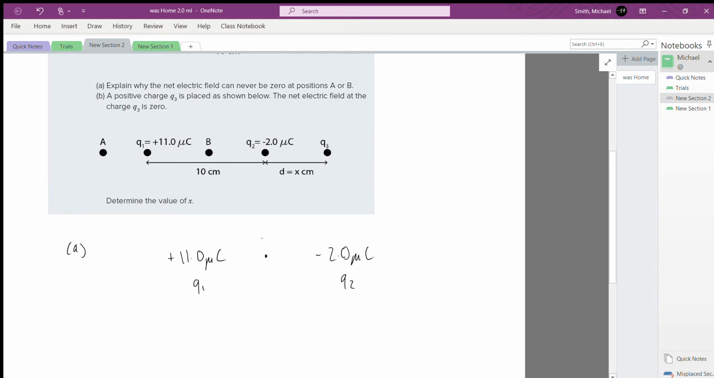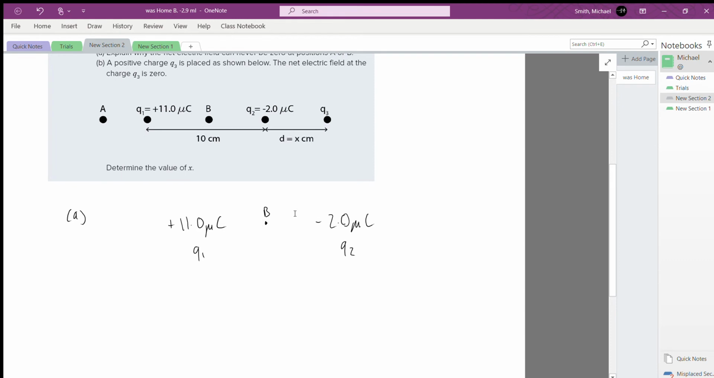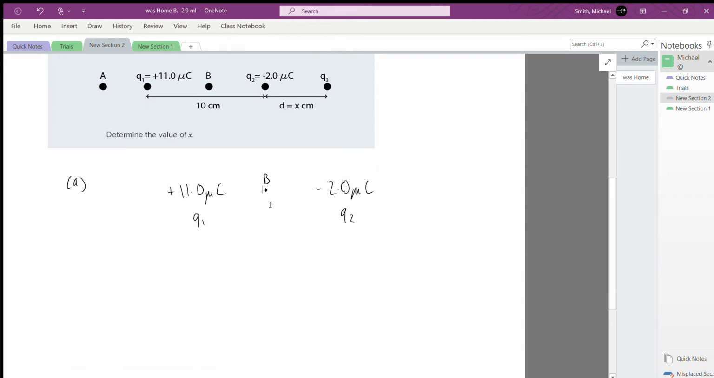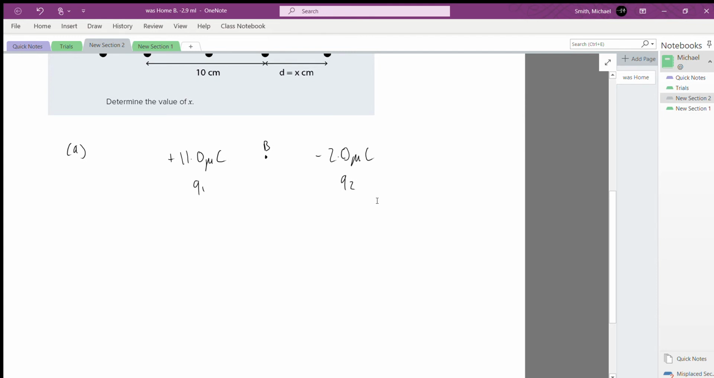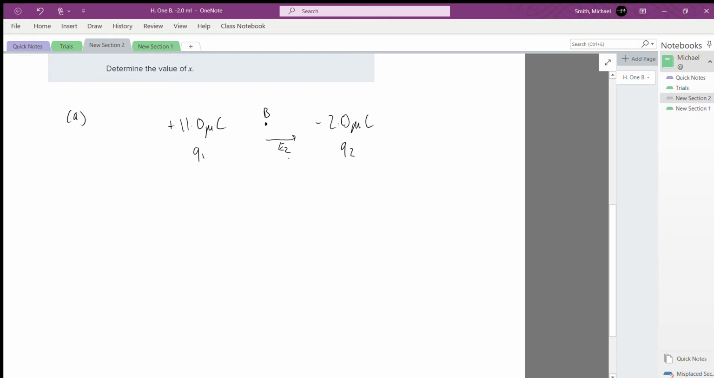So here if we have B, now the electric field is the direction that a positive charge would move if placed in that field. So here at B, a positive charge would be attracted towards Q2, so the electric field due to Q2 will be directed towards the right. Similarly, the positive charge will be repelled by the positive charge Q1, so E1 would also be directed towards the right. So in both of these cases, the electric fields are going in the same direction, so they're never going to add to be zero.